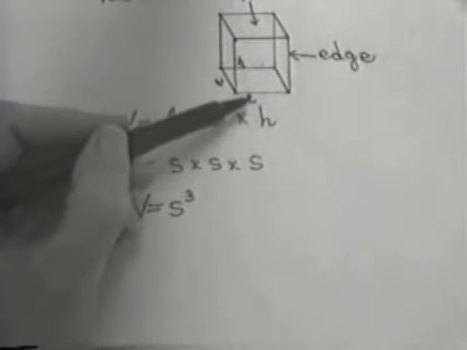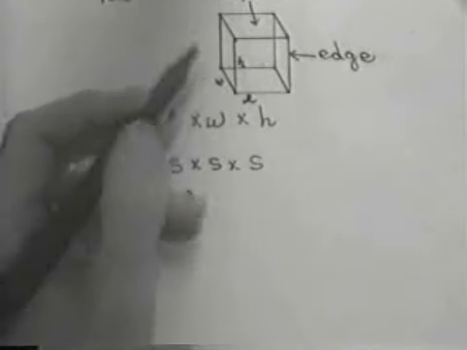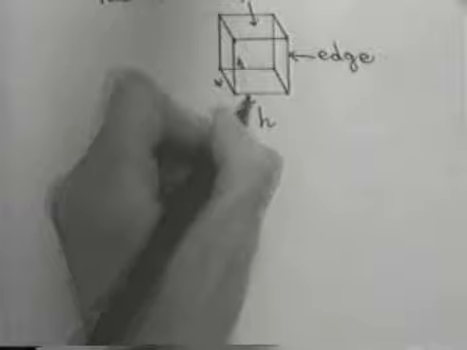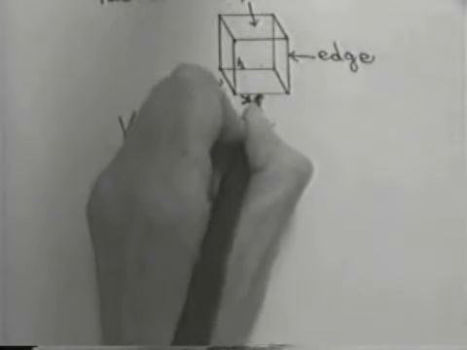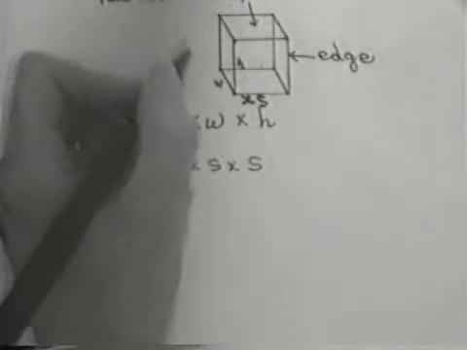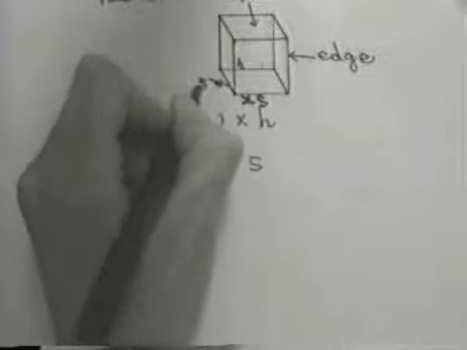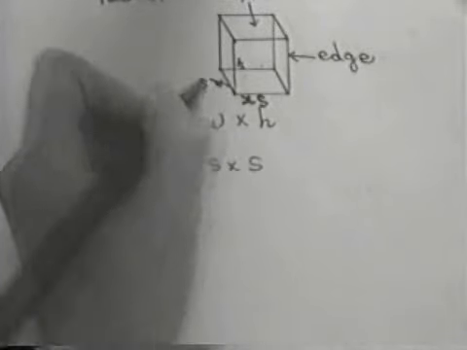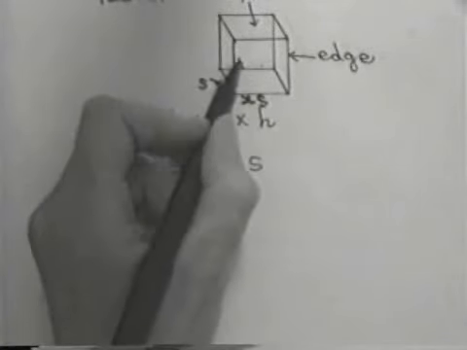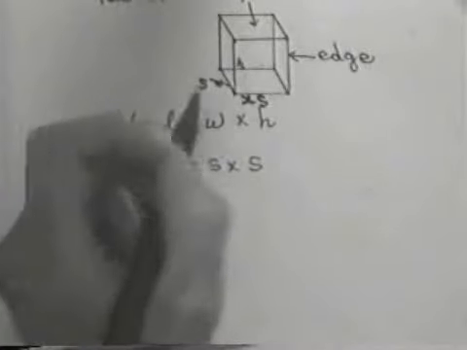What I'm going to do is let each one of these little edges here be called a side. So instead of putting length there, I'm going to put an S for the side, and here an S, we're going to let this edge be S. So the length, the width, and the height are all going to be S.